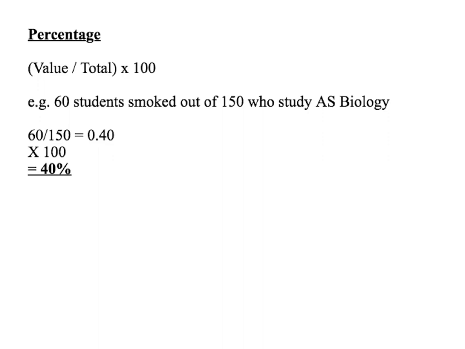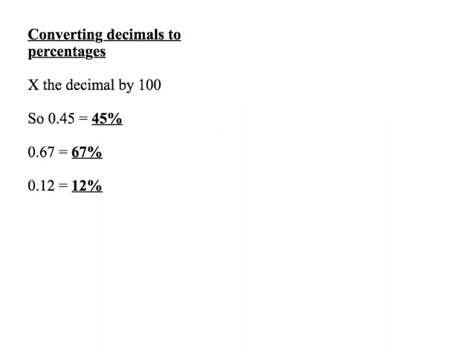Percentage. So percentage is the value divided by the total times by 100. So let's say 60 students smoked out of 150 who study AS biology. So in this case, we wanted to work out the percentage of students that smoked. So the value is 60 divided by the total number of students, which is 150, gives 0.4, times by 100, so 40% of the students smoked.